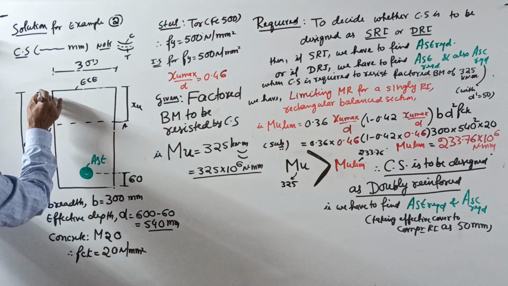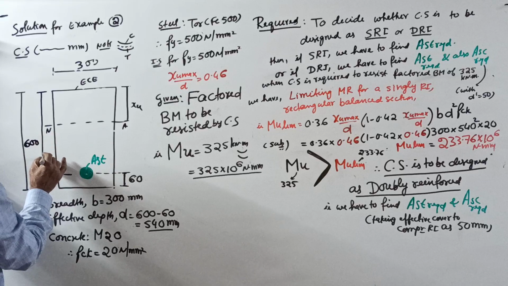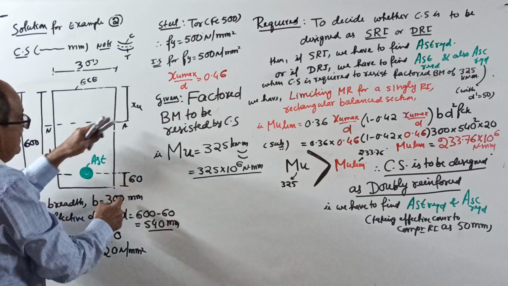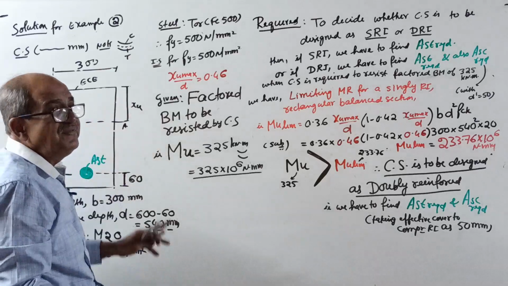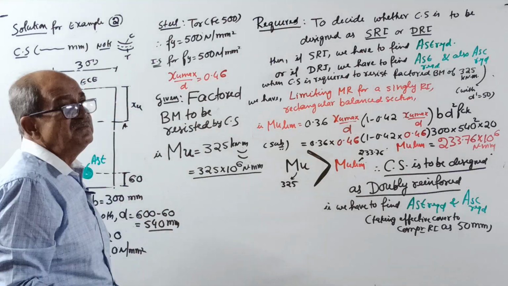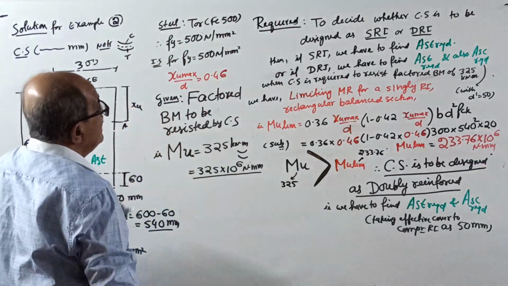600. Okay, someone will ask, sir, where is D? Okay, this is your D. B, D, AST, Xu are always there. If doubly reinforced, on the compression side ASC will come. That we will see later. So the first sketch is only for singly.